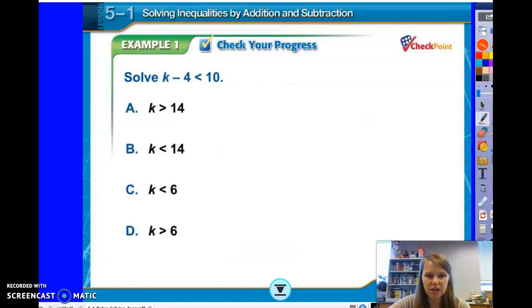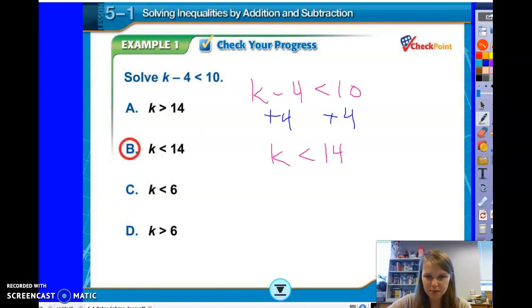So let's take a look at another example here. Let's try this one. K minus 4 is less than 10. Pause right here, see what you can do. When you're ready, hit play. I'm going to show you my work for this one. So I've got K minus 4 is less than 10.